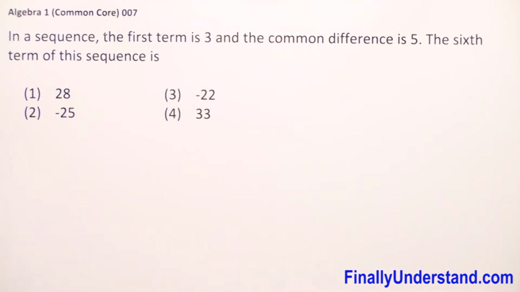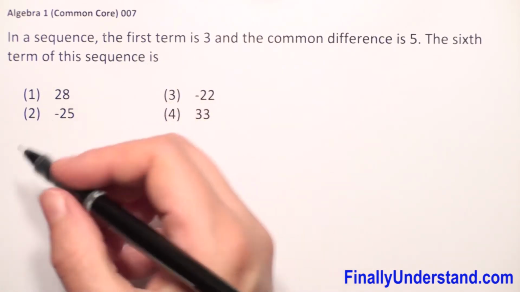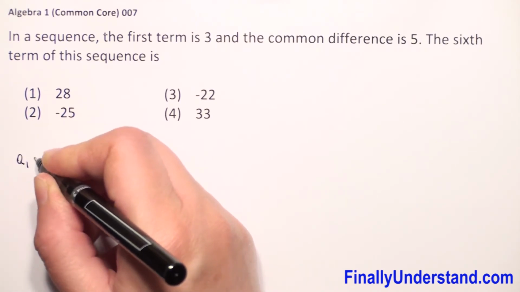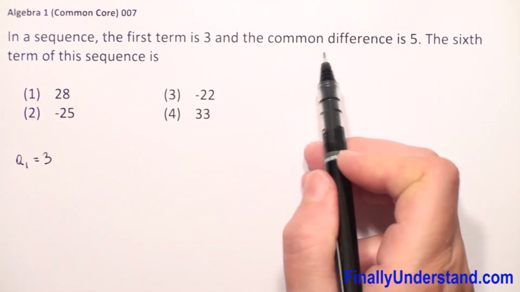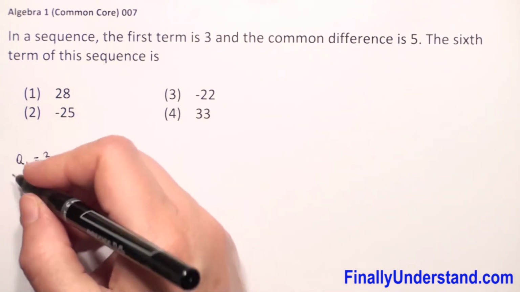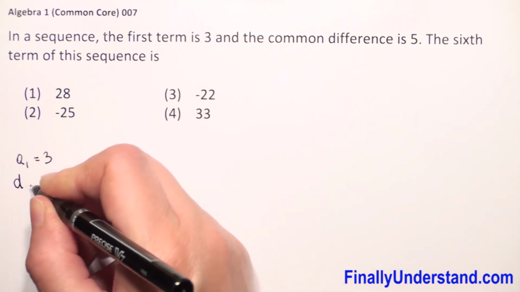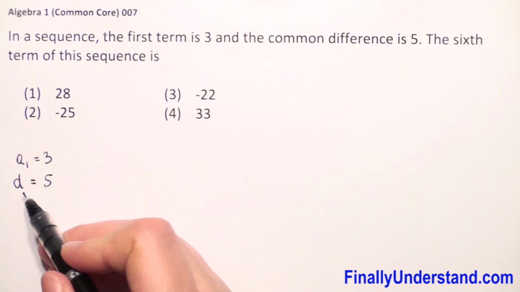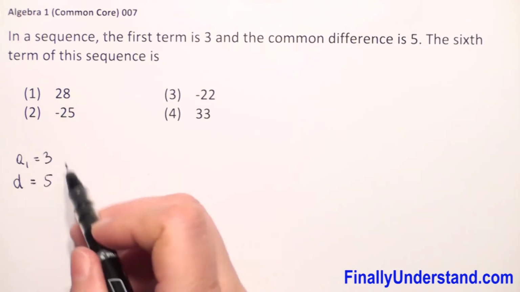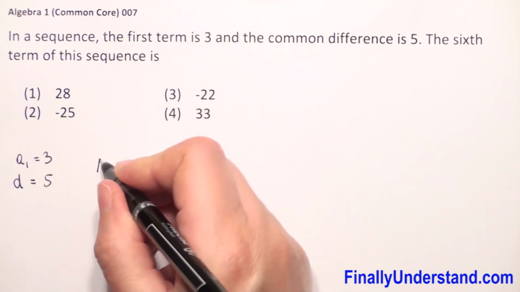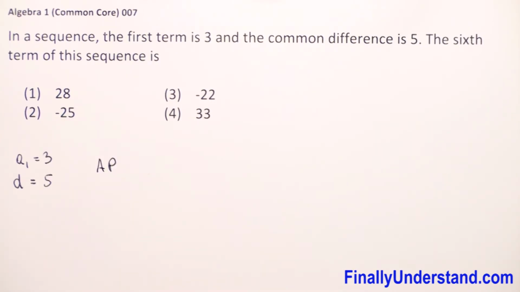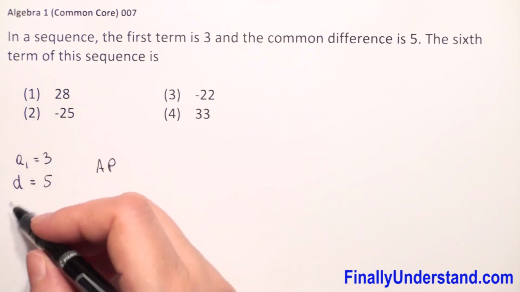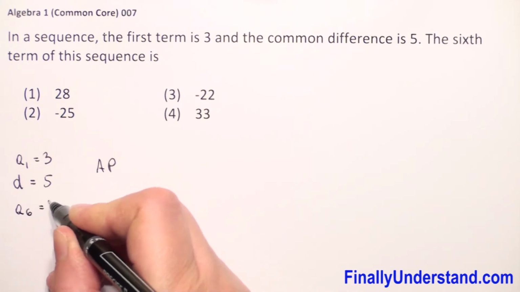So let's see what we have given here. We have first term of sequence, so we will write that A1 is equal 3. The common difference, we will use the letter D for common difference, is 5. When we have given common difference, it means that we are talking about arithmetic progression. And we have to find the sixth term of the sequence, A6.